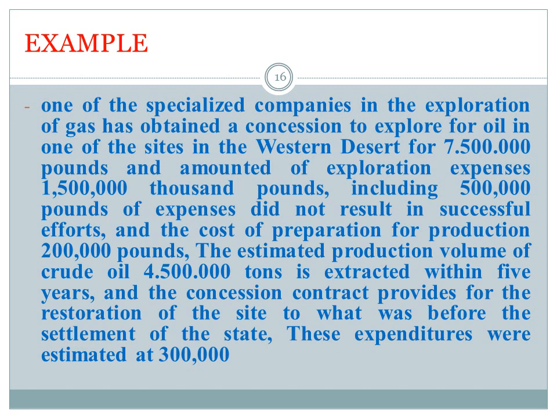the cost of preparation for production £200,000. The estimated production volume of oil 4,500,000 tons is extracted within 5 years, and the concession contract provides for the restoration of the site to what was before the settlement of the state. These expenditures were estimated at £300,000.